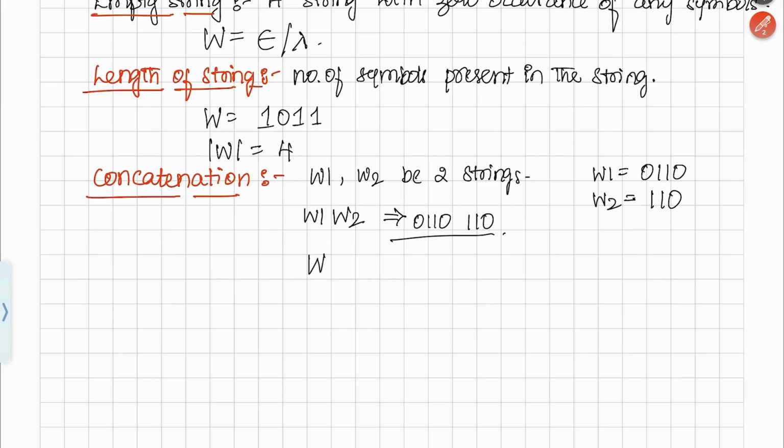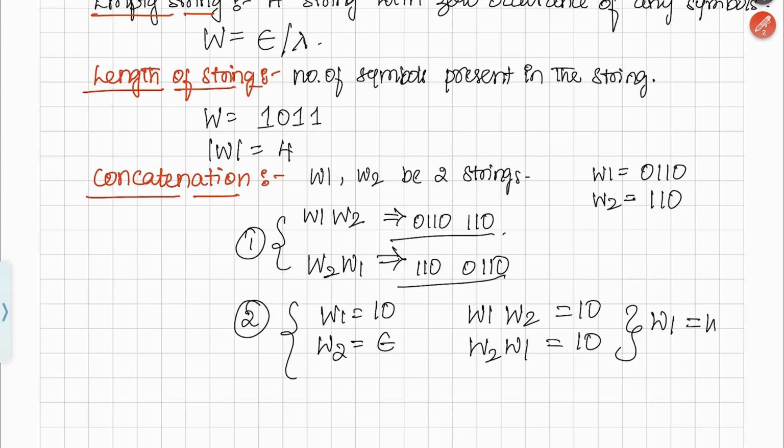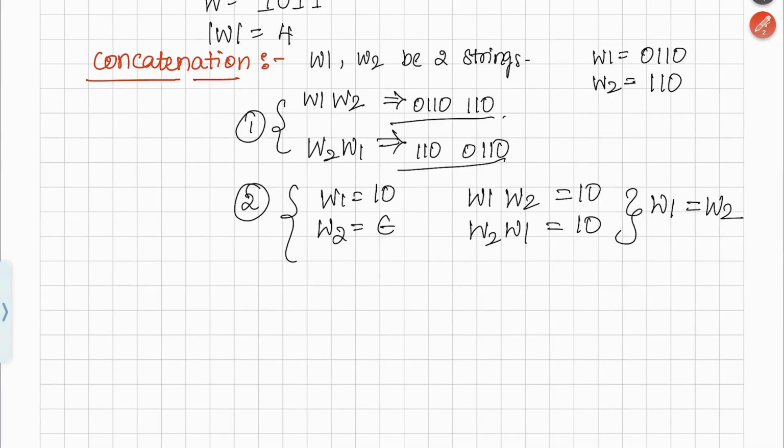But can I say that if I concatenate W2 W1, it will be the same? No, it won't be the same, because 110 will come first and 0110 will come next. So we can say that W1W2 is not equal to W2W1. This is one condition. Second condition: if I take W1 as some string, say 10, and W2 is empty, epsilon, then W1W2 concatenation gives 10, and W2W1 concatenation also gives 10. So here W1W2 is equal to W2W1. This was about the concatenation part. Moving on further, we have the topic called reversal of strings.